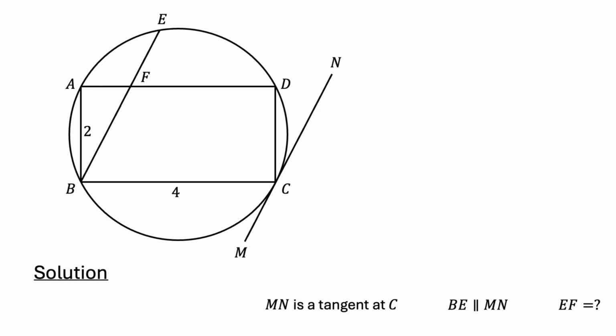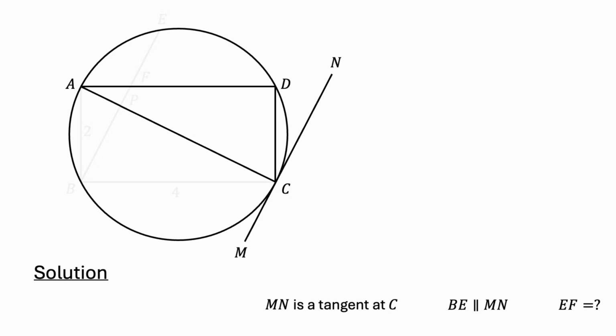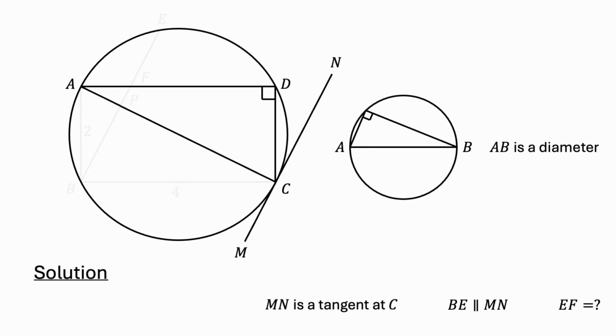And now for the solution. First, connect A to C and label the intersection of AC and BE as P, and then consider triangle ACD, the line MN, and the circle. Angle CDA is a right angle. Since an angle in a semicircle is a right angle, AC is the diameter of the circle. Let O be the center of the circle.